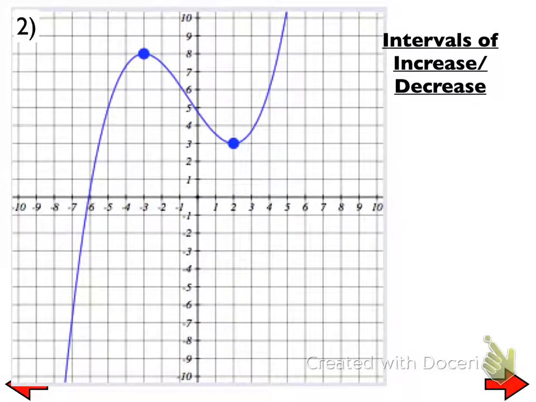I would want you to turn to your shoulder partner and try and do the intervals of increase and decrease, the max and min, and the domain and range. Go ahead, I'll give you a few minutes. Because this is the first time that we've looked at a graph like this, you have to assume that if the graph looks like this, it does continue on in that direction.